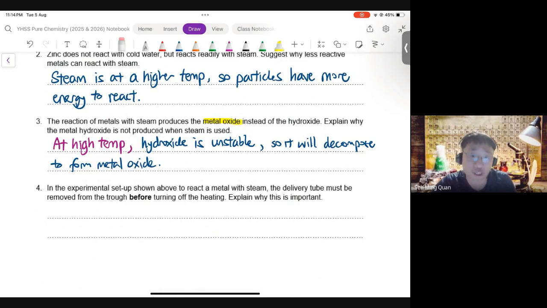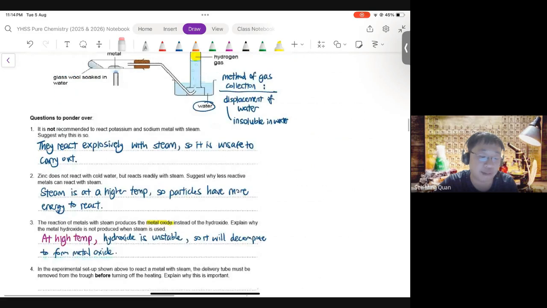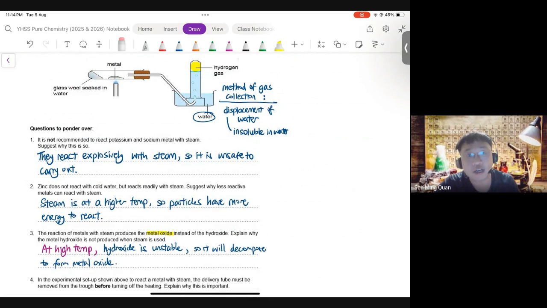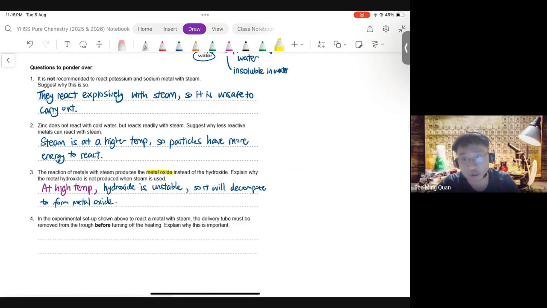All right. Now, question 4 is about experimental setup. So this is the experimental setup for metal with steam. All right. So you can see there is metal, there's a glass wool soaked in water. Of course, the water will boil to form steam. And there's this delivery tube that delivers the hydrogen gas into the inverted test tube in the water. All right. Now, the delivery tube is very important. You need to actually remove the delivery tube before turning off the heating.